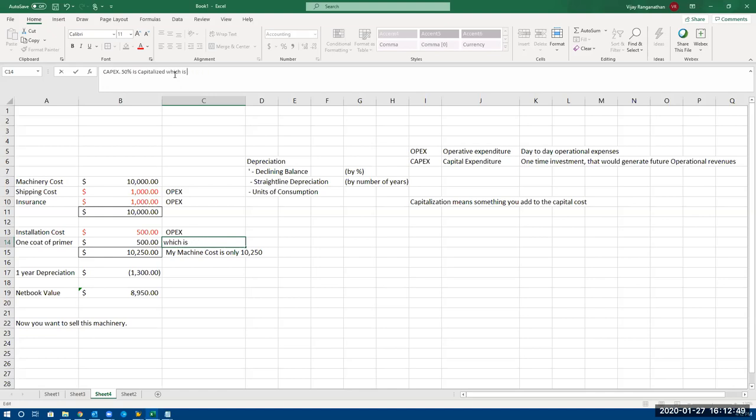So far clear? Yes, it is clear. Now, what's my depreciation now? Let's say this depreciates over 10 years, okay? What's my first year depreciation? It will be $1,025. Okay. This is my one year depreciation, which is minus. My net book value at the end of the first year is 9,225. Make sense? Now, if I want to sell to the customer, this is my base price.